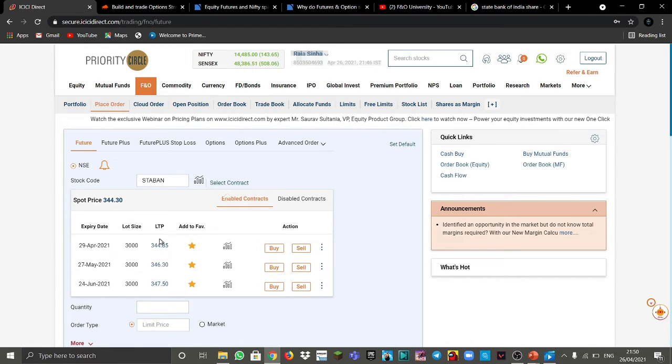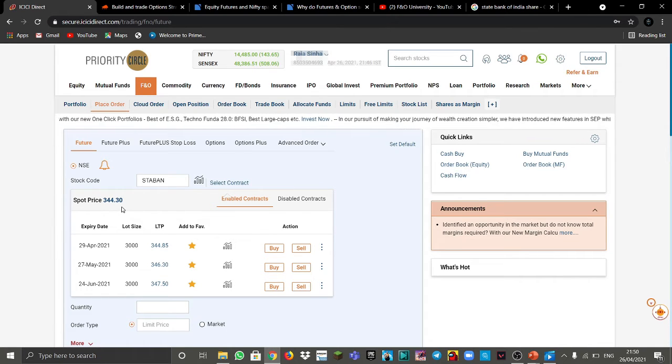Let's say you want to buy State Bank of India in cash and take delivery of that. You can buy even one share, so you can just pay 344 rupees, that's the spot price. So when you buy in cash, you pay the spot price, 344.30. That's the price you will pay if you want to buy a share of State Bank of India and take delivery of that.